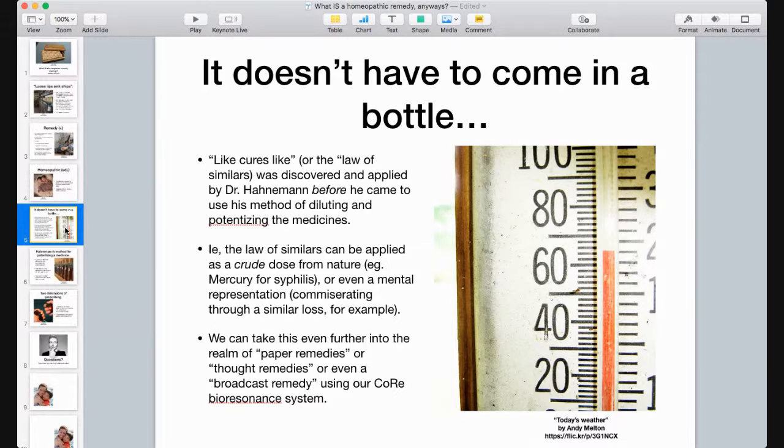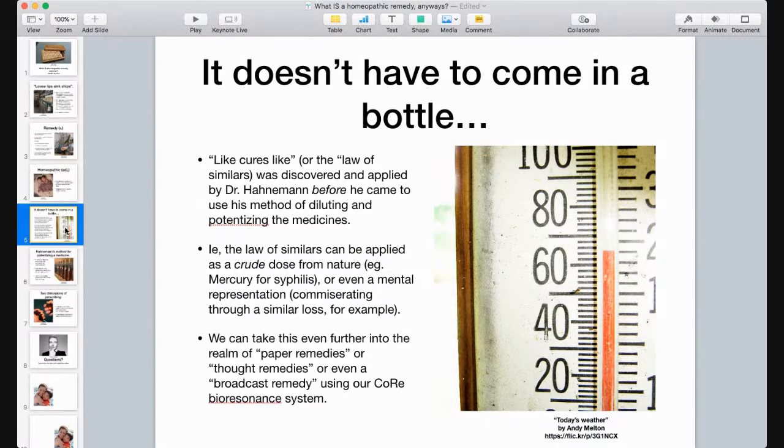So as we'll see later, Hahnemann came to the potentizing method, and that took this principle he was really making conscious, the law of similars, and it made it much more safe as well as effective. So we'll see a little more of the detail of that in a moment. But the main point in this slide here is that the law of similars is still being applied even if the potentizing method isn't being used.